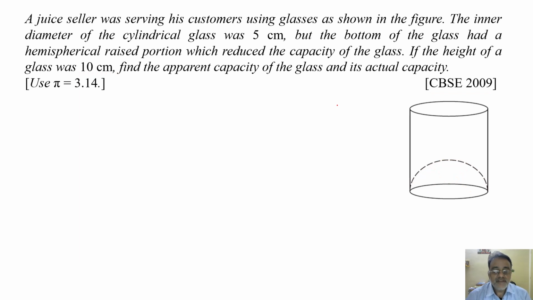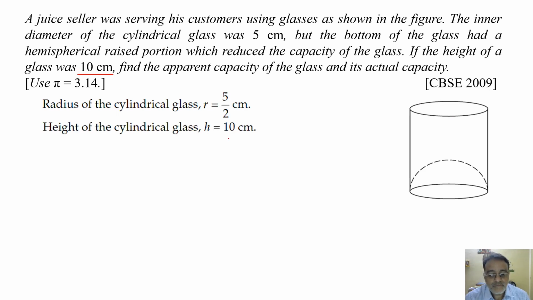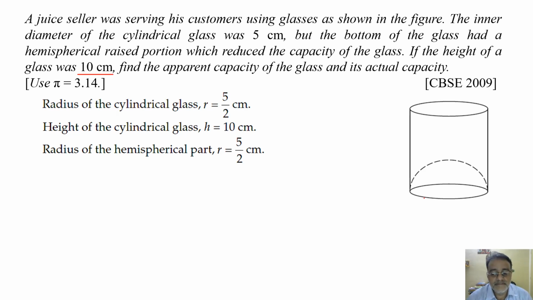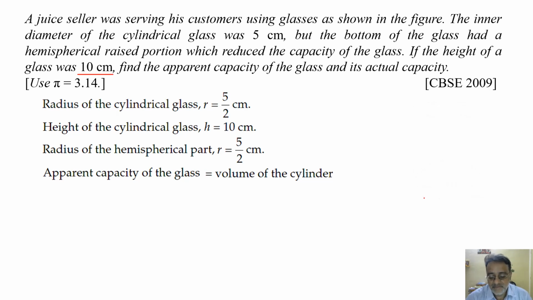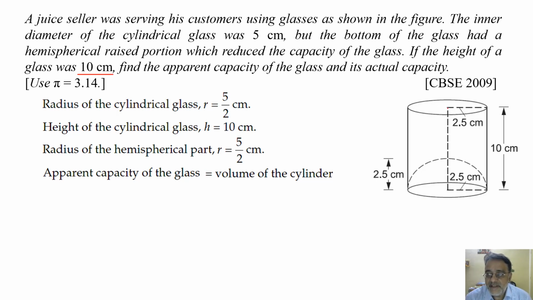Chalo. So radius of the cylindrical glass will be 5 by 2 because diameter is given 5 centimeter, right? And the height of the cylindrical glass is given 10 centimeter. And the radius of hemispherical part is also the same as the radius of the cylindrical glass, that is 5 by 2. And apparent capacity will be volume of cylinder only, that is pi r square h. Okay? So look at the measurements here, this radius is 2.5 and this is the height, right? And this, from here to here, is also the radius. Fine.